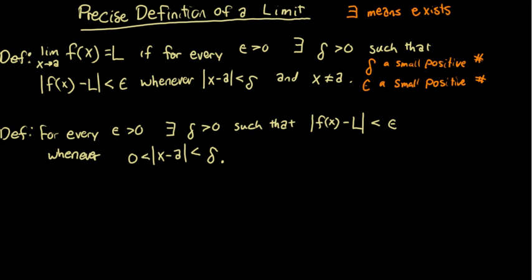So the definition of the limit says that the limit as x approaches a of f of x equals L if, so all these conditions need to be true: for every epsilon greater than 0, there exists a delta greater than 0, such that the absolute value of f of x minus L is less than epsilon whenever the absolute value of x minus a is less than delta, and x is not equal to a.